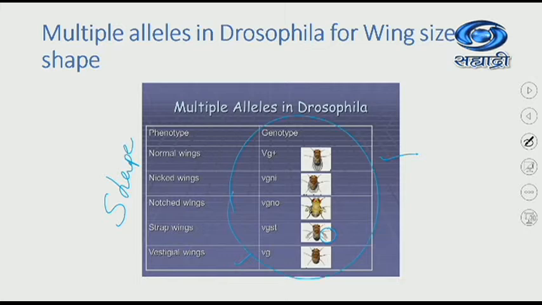So many alleles are there, so many alleles representing one character, shape of the wing. It is multiple allelism. I hope you understood the example of multiple allelism. We studied multiple allelism in human blood group, the ABO blood group system, where so many alleles we studied, and multiple allelism in Drosophila, where it is representing the shape of the wings.